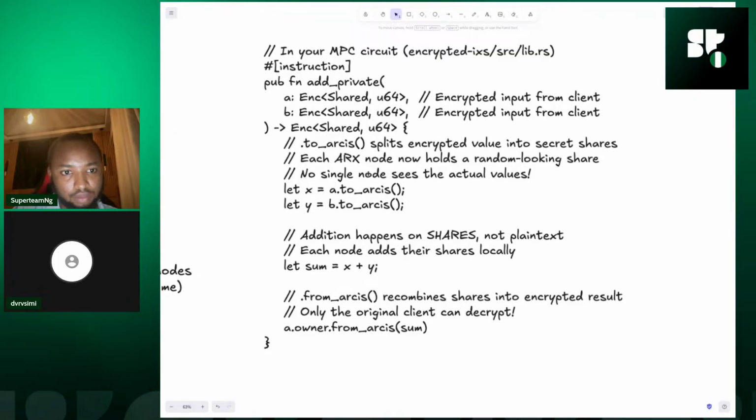So key things to note here are the methods. These two Arcis types basically split the encrypted value into those shares that we talked about previously and let you do all the computation in secret. So the addition doesn't happen on whatever value A and B are. It happens on the shared values, not on the plain text values. When you are done with all of this, you can use from Arcis to get the answer, and only the original client can decrypt this with their own public key.